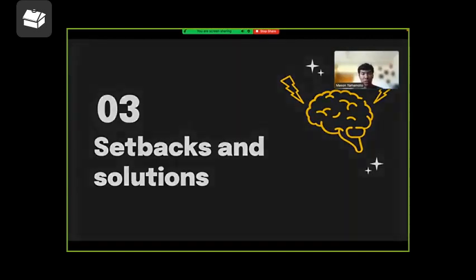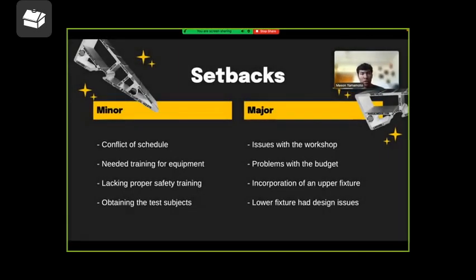Okay, our setbacks and solutions. We had some minor and major setbacks. Our minor ones were conflicts of schedule. We're all pretty busy during the day, so we had to keep in contact with each other and see what we could do with that. We also needed training for equipment that we had to use, our lack of proper safety training, and obtaining the test subjects. Some of the major setbacks were issues with the workshop, some problems with the budget, and incorporating our upper and lower fixtures because of design problems.